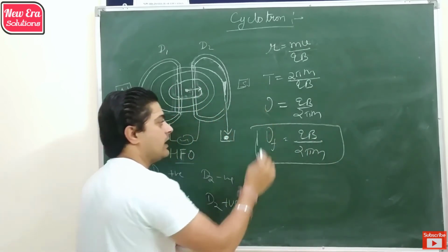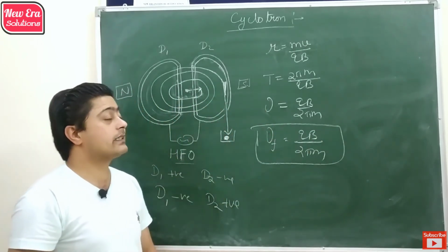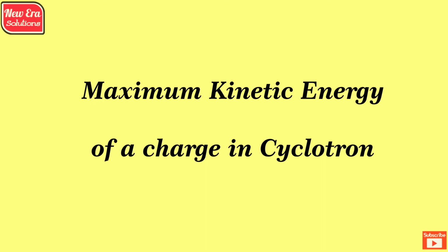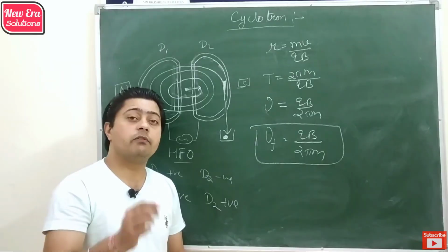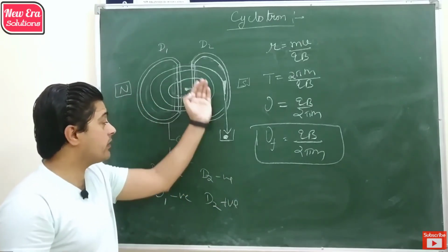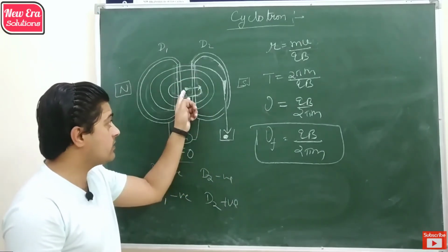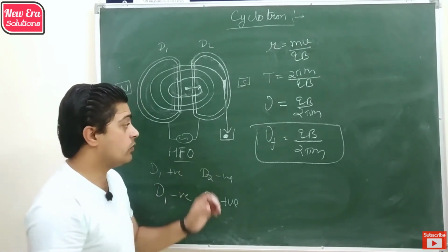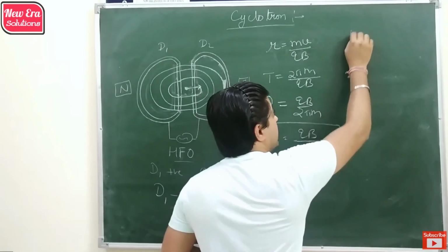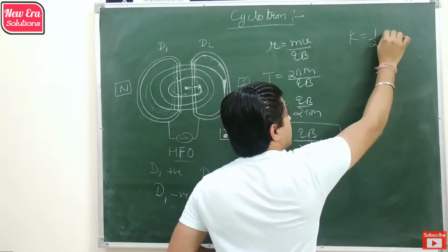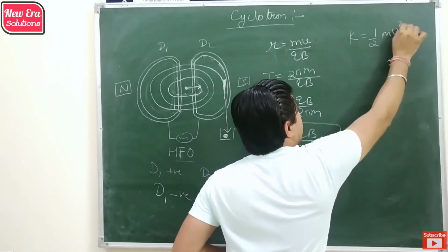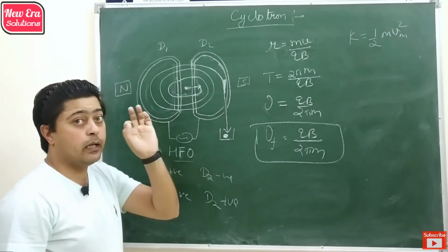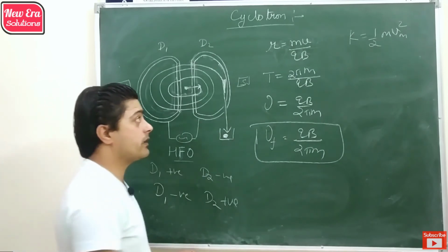So by using this concept, we can accelerate heavy charges to very high velocity. And we can also observe that due to the increase in velocity, the kinetic energy of the proton or the charge is also increased. The maximum kinetic energy is achieved when the charge has maximum velocity, and the maximum velocity of the charge is at the periphery of the cyclotron.